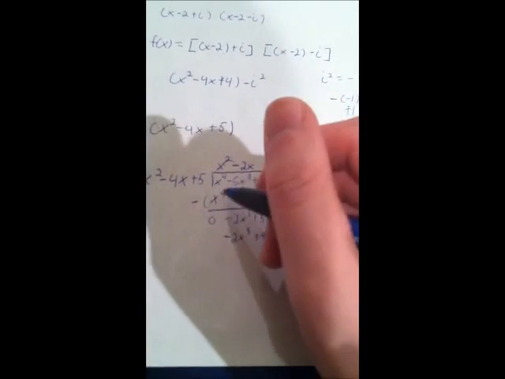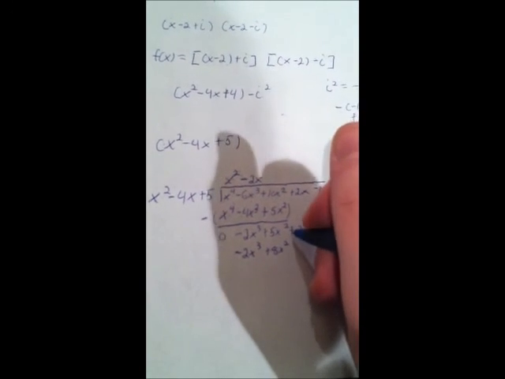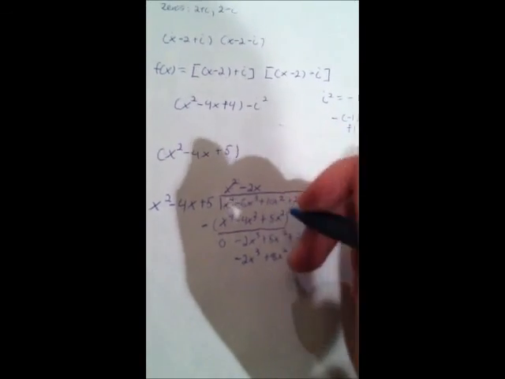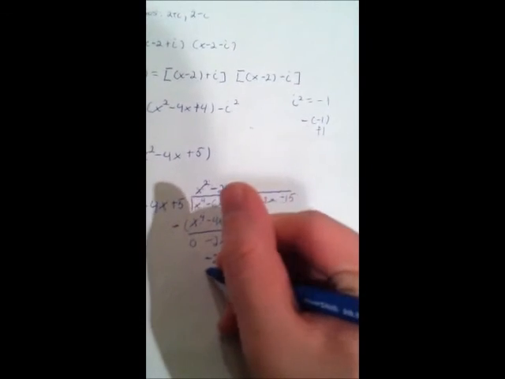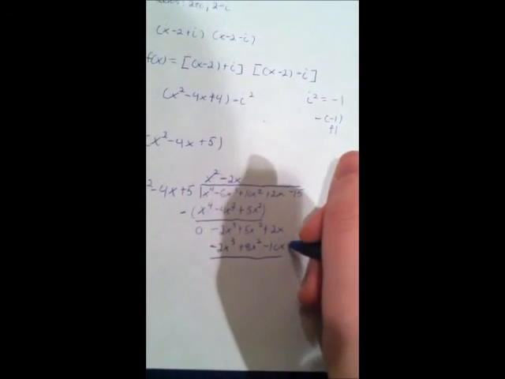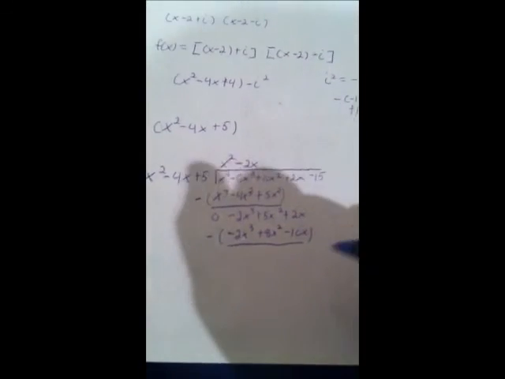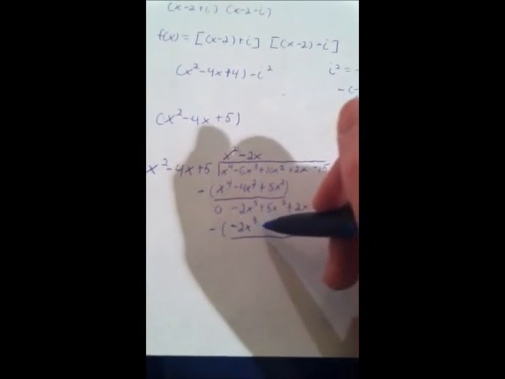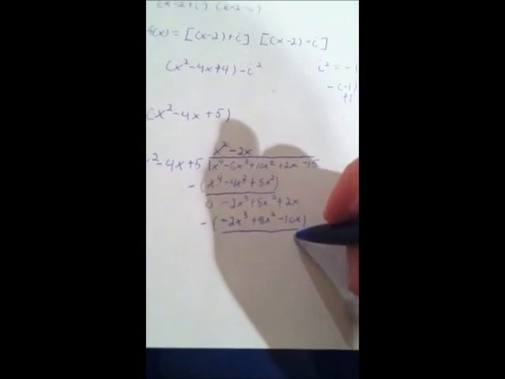Negative 2x times 5 is a plus 10x, or a minus 10x because it's a negative. Close this out again with parentheses right here. Make sure you have this minus here because we are subtracting. So a negative 2x cubed minus a negative 2x cubed is just 0 for that.